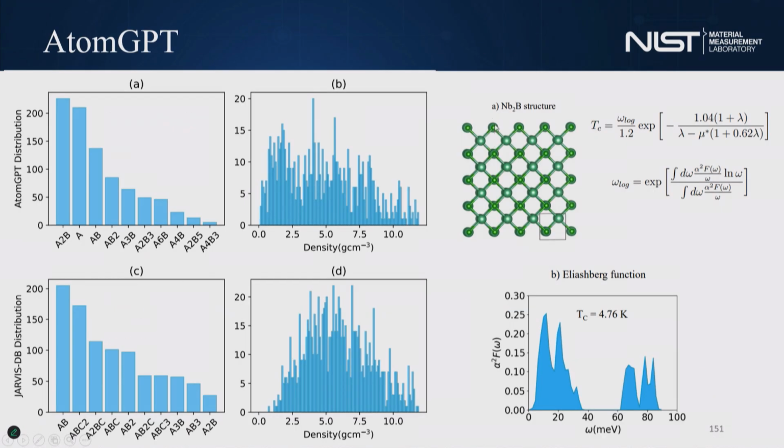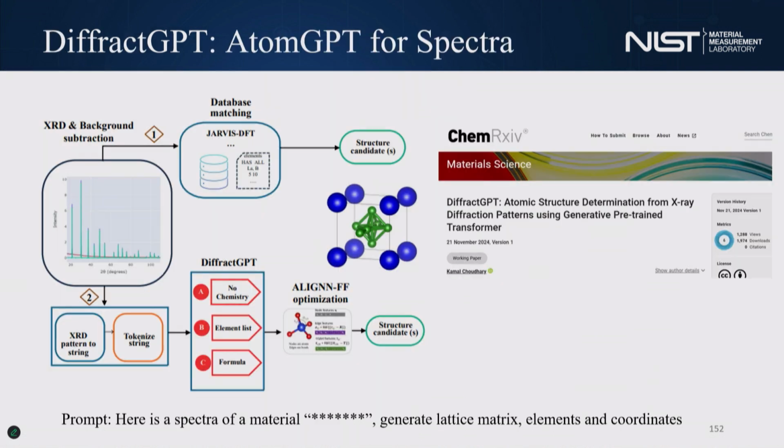And this is one of the new superconductors we designed and validated with TC, superconducting transition temperature 4 Kelvin, way away from room temperature, right? But it is a proof of concept that it can actually work.